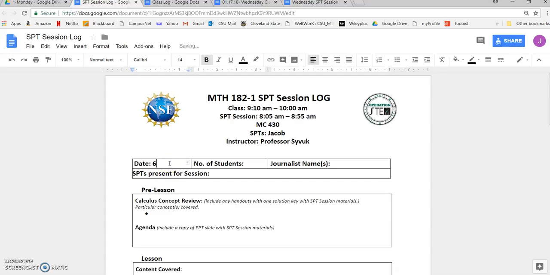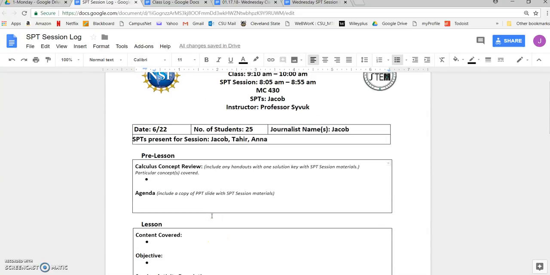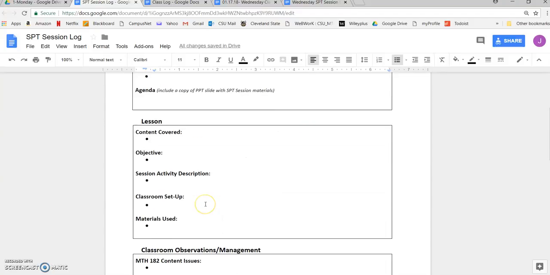You put in the date, the number of students that were in the SPT session, and then the journalist's name who is filling this out. And also, you will put the SPTs present for the session, all of the SPTs that helped you out during the SPT session. And then you will just follow the prompts.